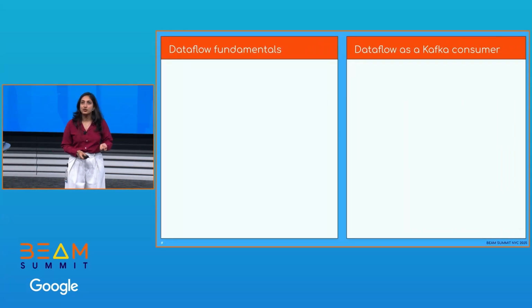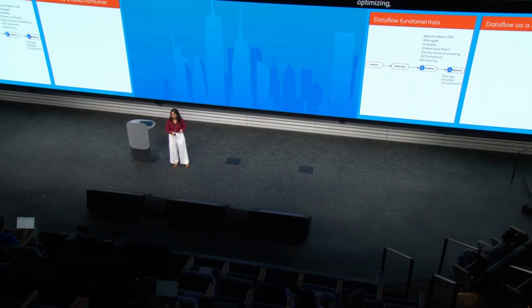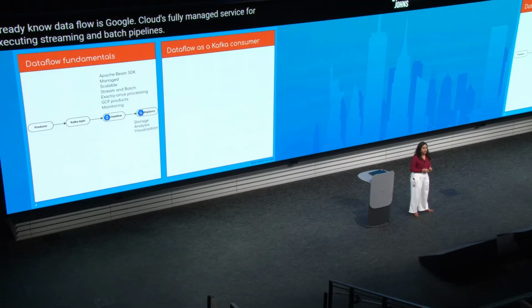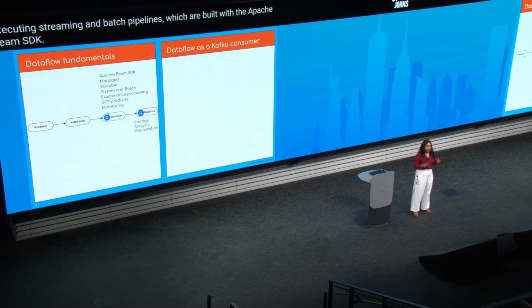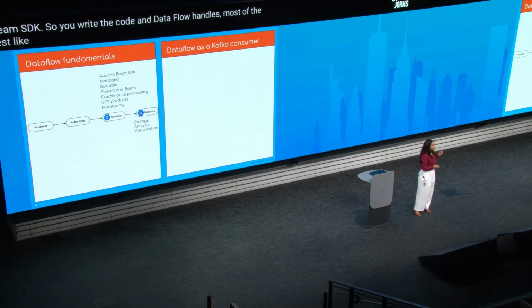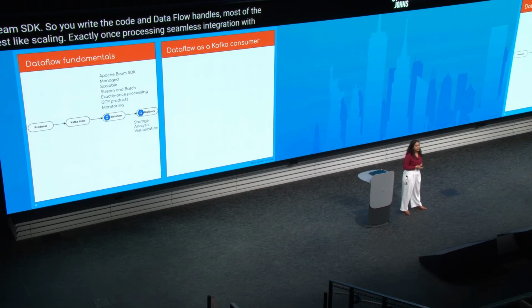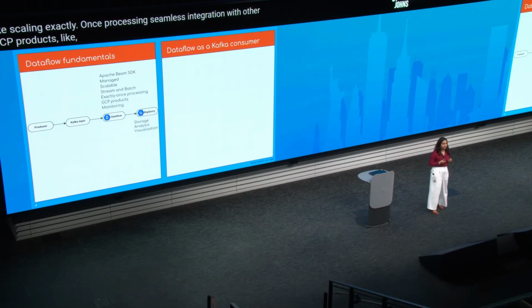Before we dive into the challenge of optimizing parallel consumption from Kafka, let's establish the consumer of choice, Dataflow, and some of its fundamentals. As many of you already know, Dataflow is Google Cloud's fully managed service for executing streaming and batch pipelines, which are built with the Apache Beam SDK. So you write the code, and Dataflow handles most of the rest, like scaling, exactly once processing, seamless integration with other GCP products like PubSub, BigQuery, reliable monitoring, and logging.